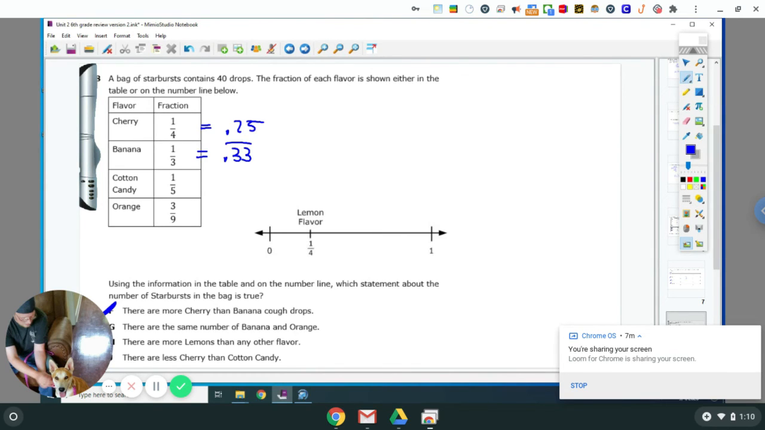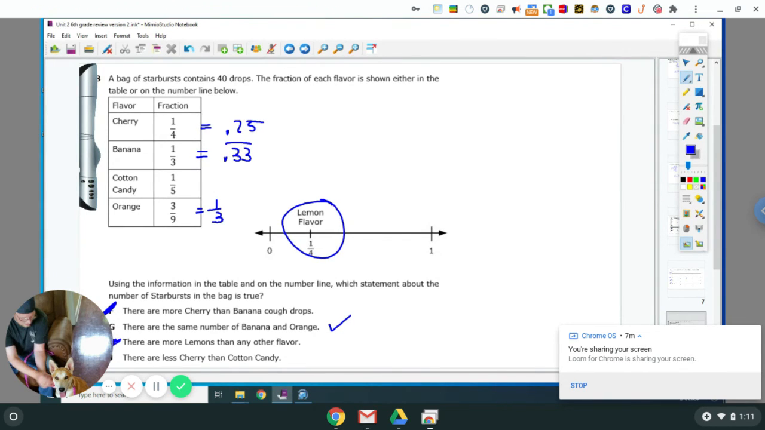G, there are the same number of bananas as oranges. Oranges is 3/9, which I know we can reduce down to 1/3. So 1/3 and 1/3 are the same. So G is correct. But H says there are more lemons than any other flavor. So lemons are 1/4. I already proved that there's more bananas than lemons anyways, so that's wrong.